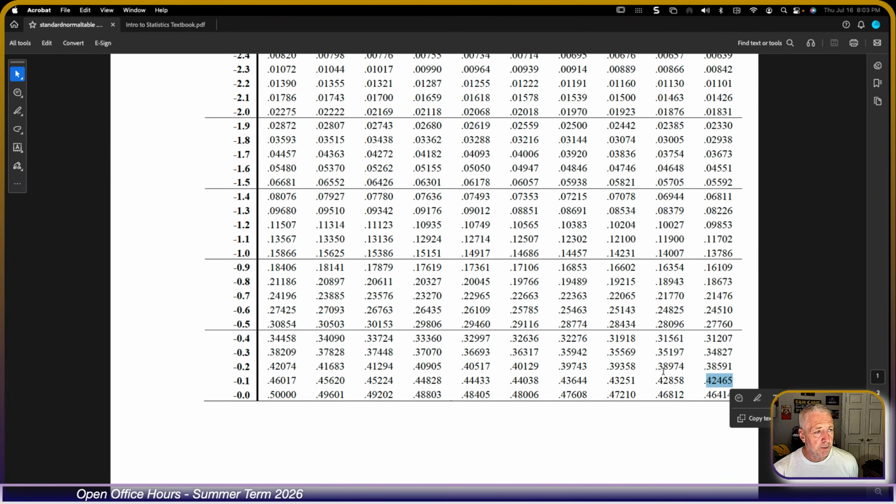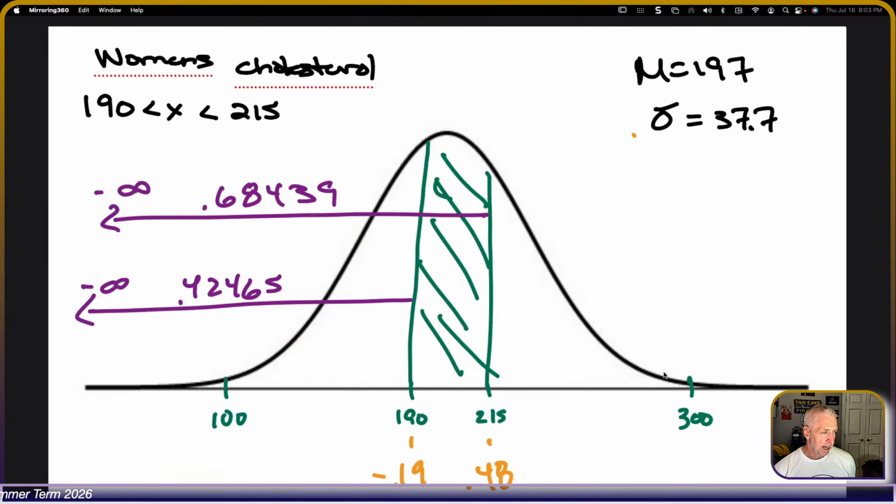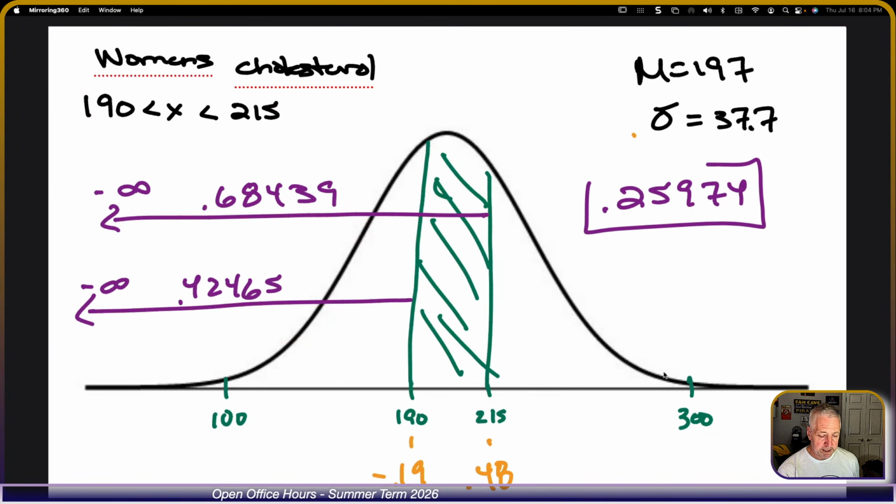I've used my table. Now I'll go back to my drawing and I subtract the two. So I've got 0.68439 and I subtract out 0.42465 and I get 0.25974. So 0.25974 is what I'm saying is the answer. And now I'm going to transfer over to the calculator. I'm going to work it out there and compare the two answers, just to make sure that what I did was correct.